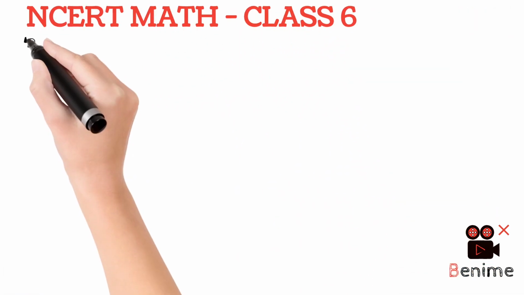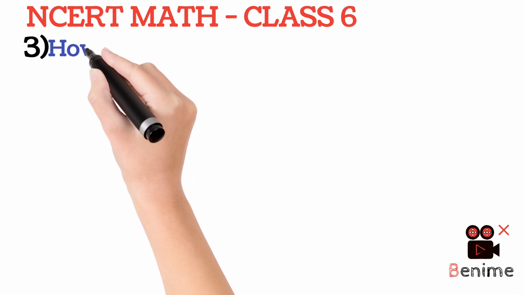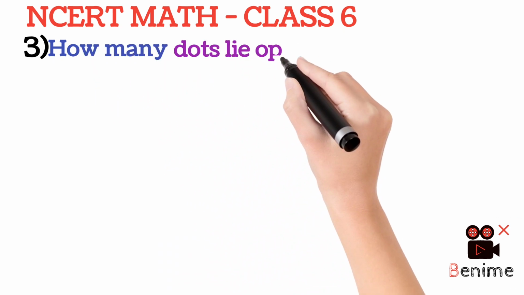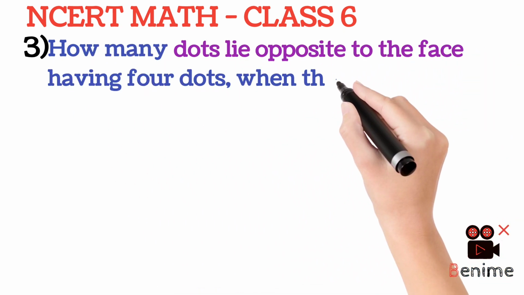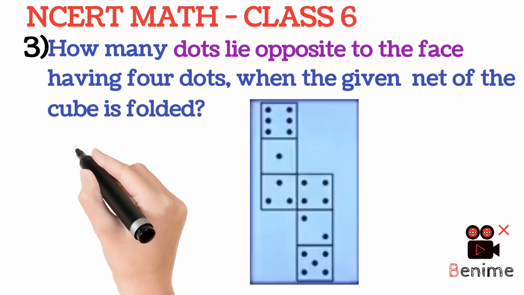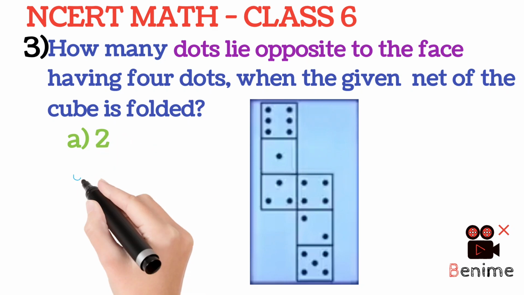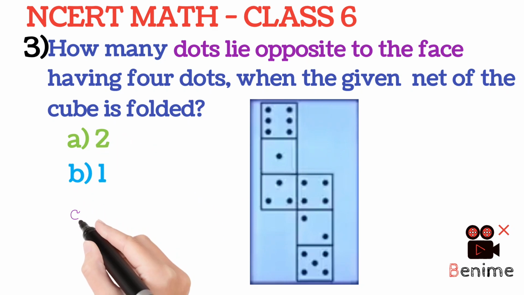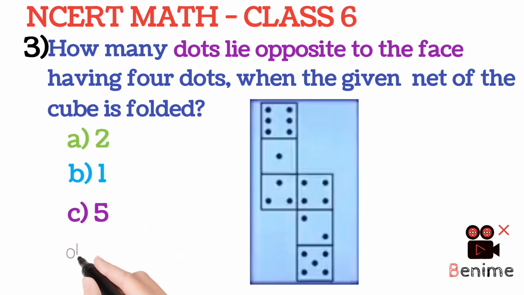Then comes the third question. How many dots lie opposite to the face having 4 dots? When the given net of the cube is folded. So let us consider this is a big sheet, a dice sheet. Okay, you have to fold it by one. So if you know the answer, please pause the video and try to figure out the answer. If you can't, please follow the solution slides.